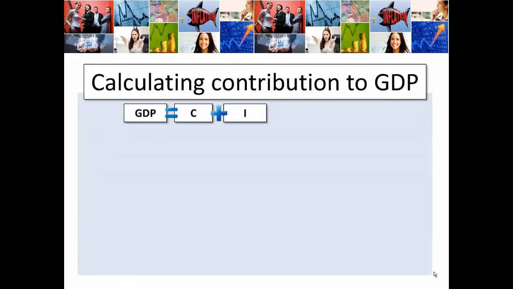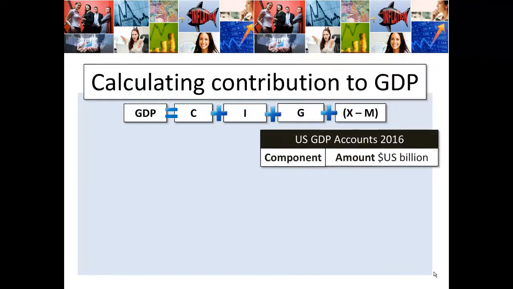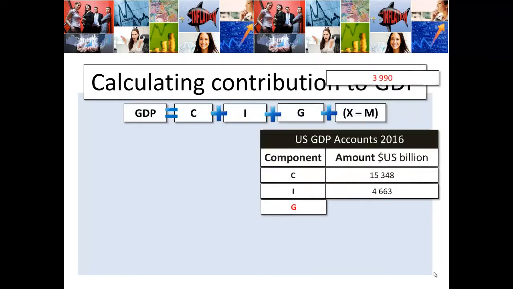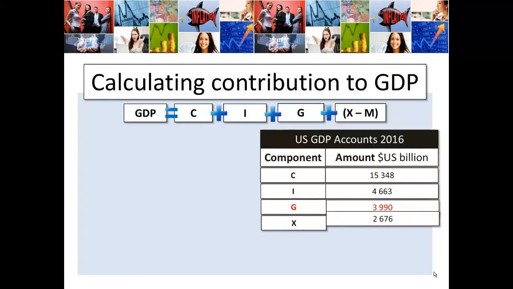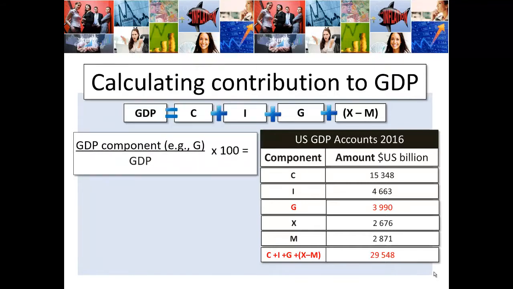We can calculate the different contributions to GDP. We take our formula, and with each different component of GDP, we can actually calculate its contribution to GDP. So take for example, we have got a total GDP for the US in 2016 as being $29,548,000,000,000, and if we try and calculate the percentage that government spending is contributing to GDP, it's dead easy.